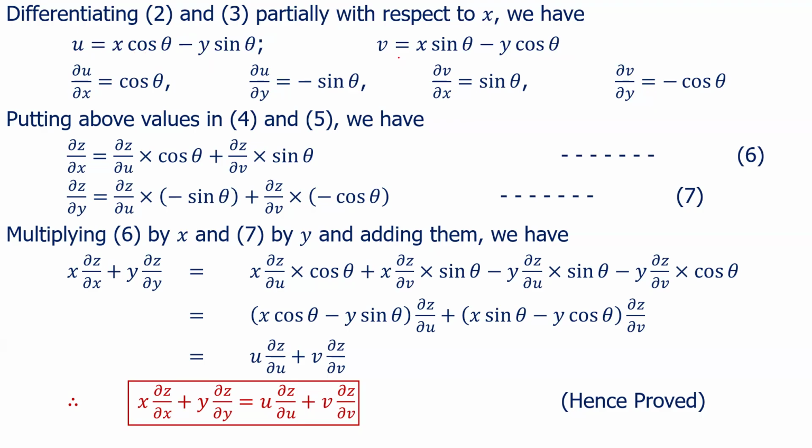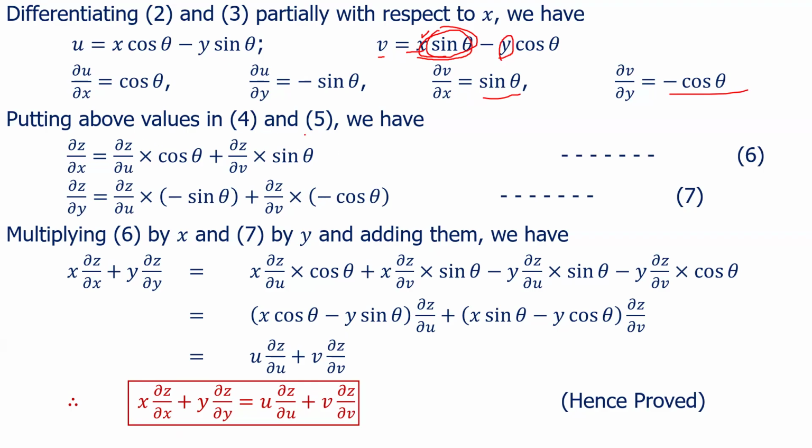Similarly, if you want to find del v del x, sin theta is constant and the derivative of x is 1, so del v del x is equal to sin theta. And what is del v del y? The first term is free from y, so its derivative is 0, and the derivative of y is 1, so we have only minus cos theta.